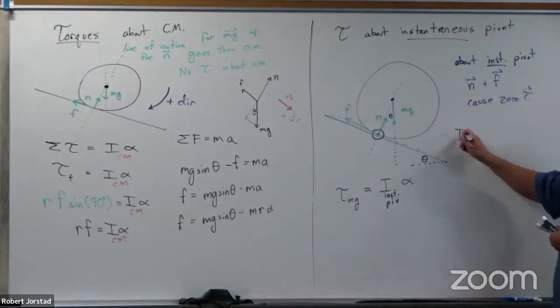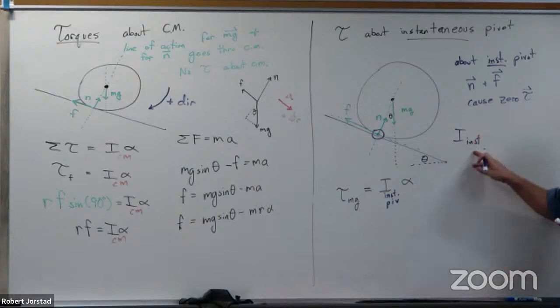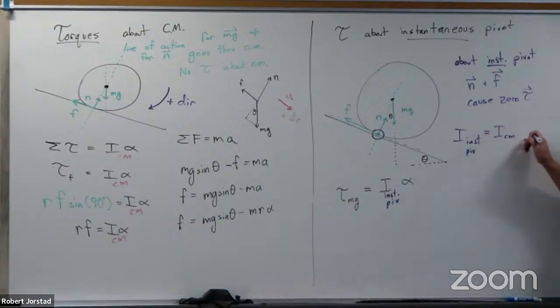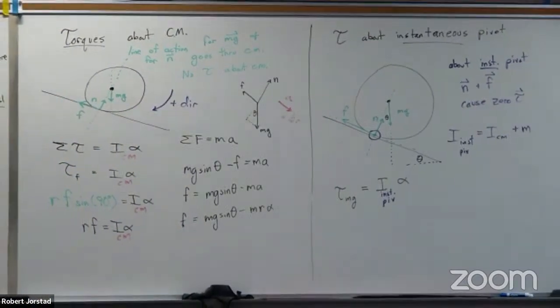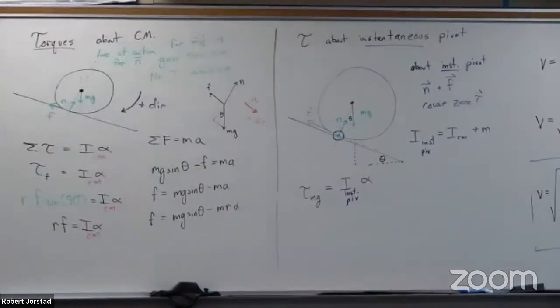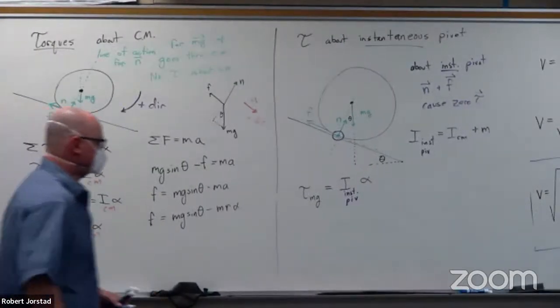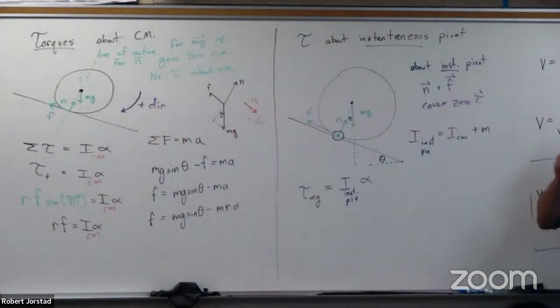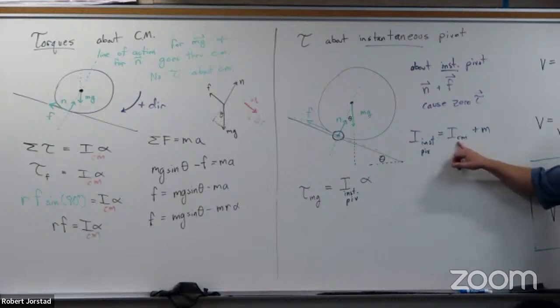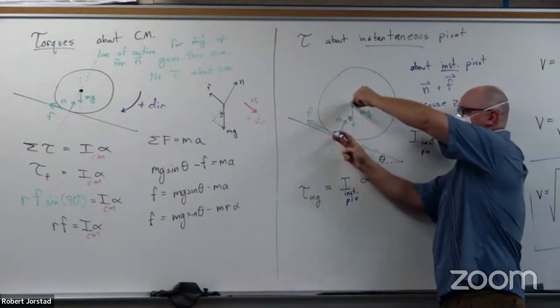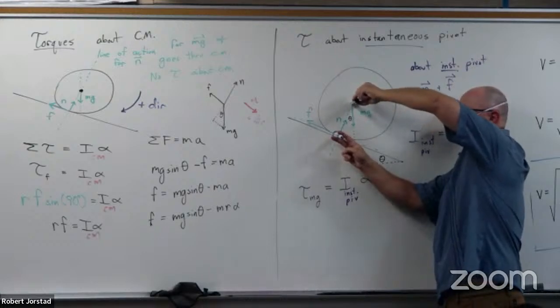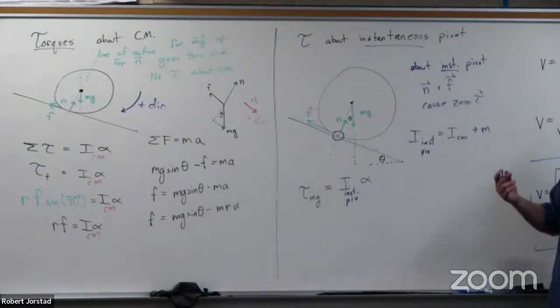Well, I know I instantaneous pivot is going to equal I center of mass. What was the parallel axis theorem? Plus what? MD squared. What is D in that parallel axis theorem? The distance between the center of mass and the other axis, right? This is the parallel axis theorem. Here's one axis. Here's the other axis. What's the distance between them for this particular problem? Radius. So in this problem, D equals radius.